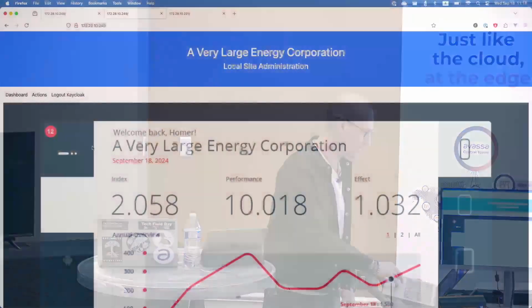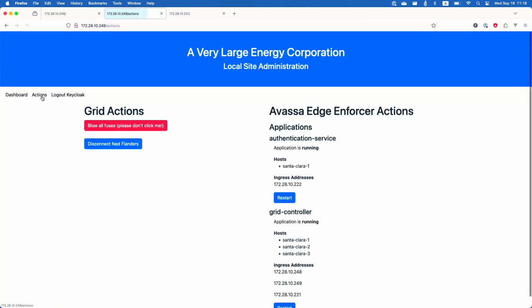To cater for that, they typically have a number of things that they need to do in their application. So this is jokingly showing that when they build applications like these, there are certain things particular to their application, like blow all the fuses. Please don't do that. Or disconnect Ned Flanders. These are obviously things regarding the energy corporation.